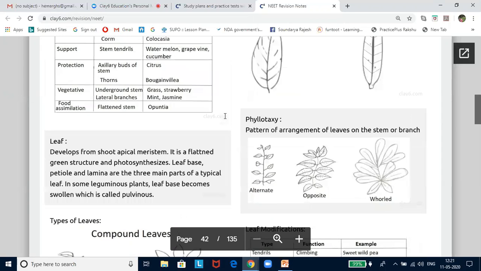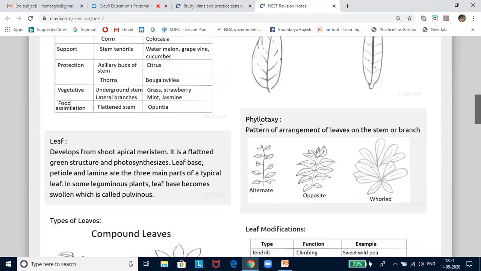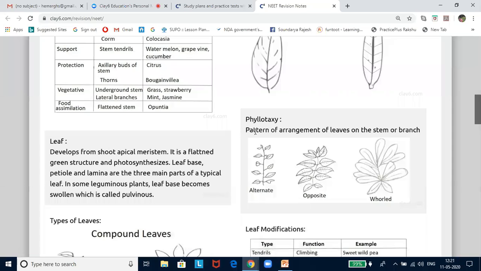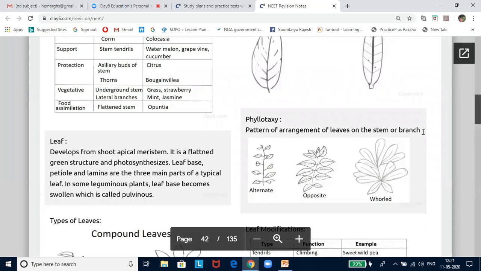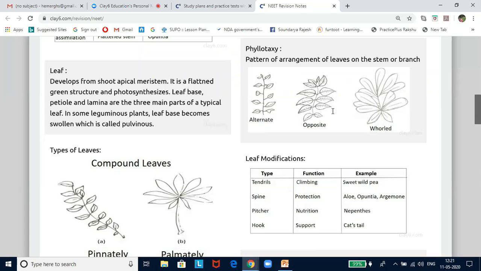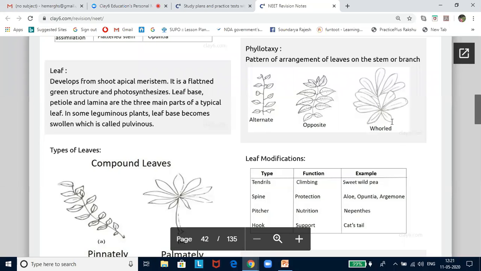Now let us look at the next thing, phyllotaxy. A pattern of arrangement of the leaves on the stem or a branch is known as phyllotaxy. See, these definitions are very important. There can be many arrangements, but please remember only these: alternate phyllotaxy, opposite phyllotaxy, and whorled phyllotaxy.